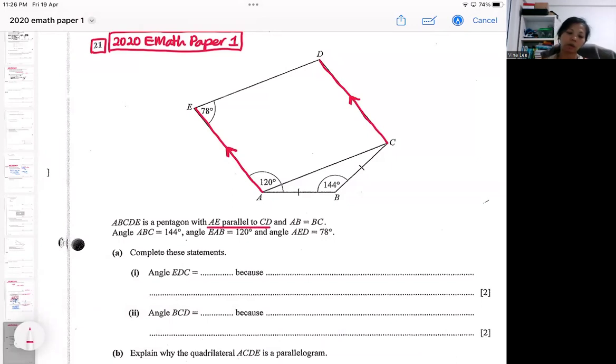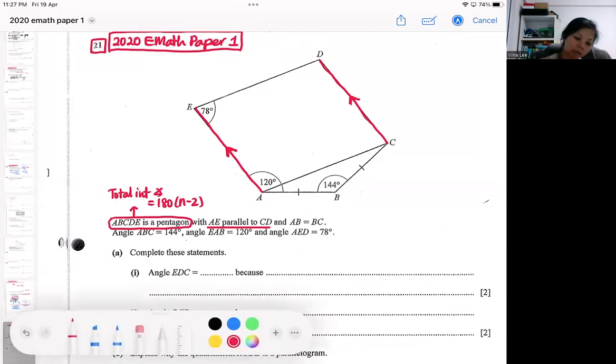So you have to make use of the property of a pentagon. What property of a pentagon can you use even before you start the question? You should think about the total interior angle, so you can put in n equal to 5. And then for the parallel property, of course, there's interior angle, alternate angle, and corresponding angle. The first part is the easier one.